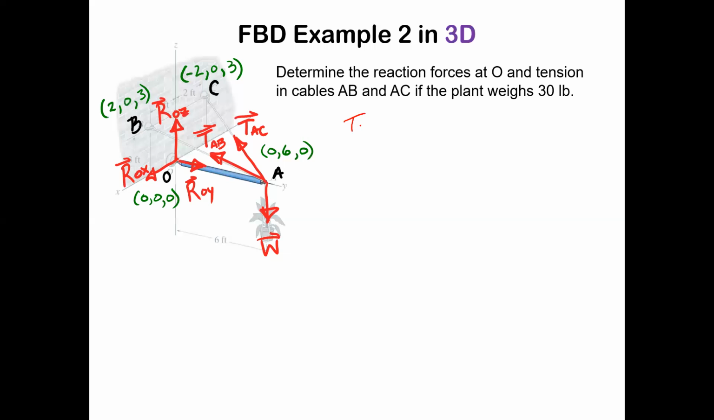So just to speed up the chase, you can get to the point where TAB is going to be the unknown magnitude, right? TAB times 2/7 I plus 3/7 K.